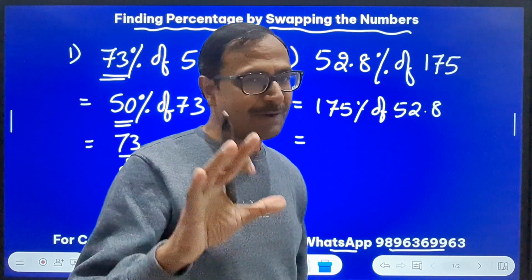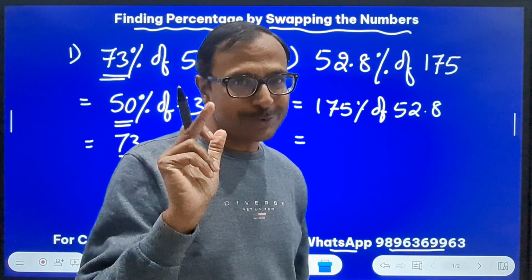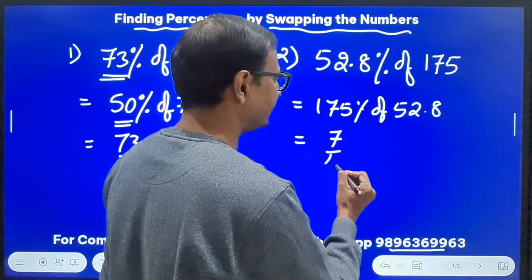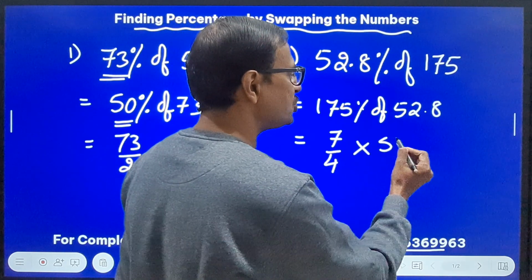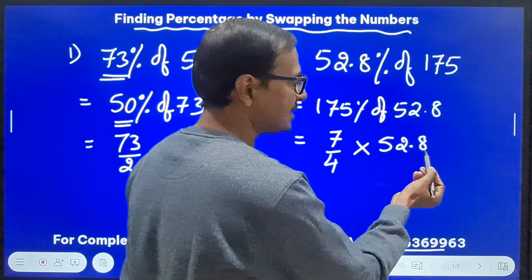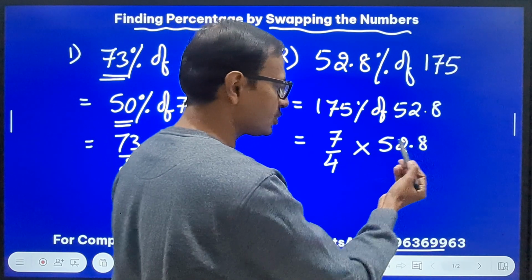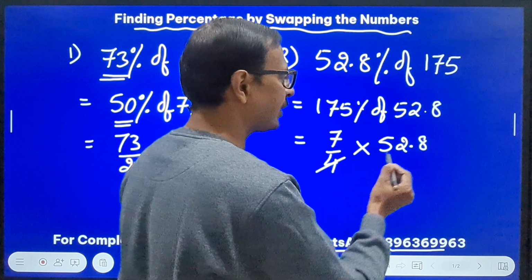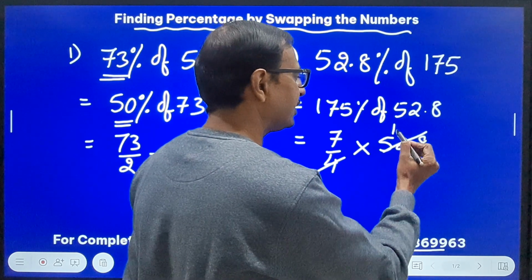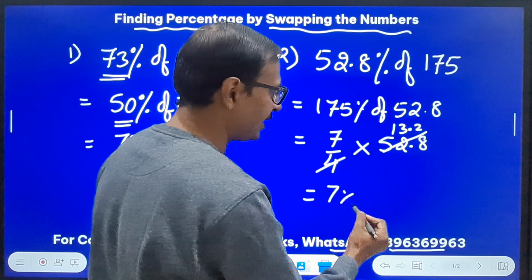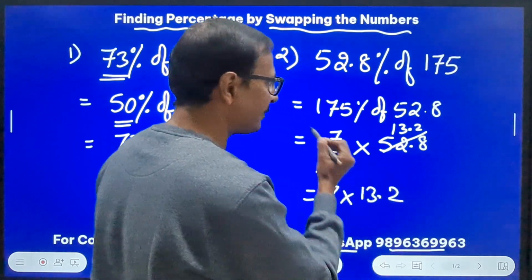175% is 175 upon 100. So if you reduce that to simplest form, it will be 7 upon 4. Of means multiply 52.8, and I can see this is an even number, so 52 is divisible by 4, 8 is also divisible by 4, so 4 cancels this, 13.2 times. And now let's multiply 7 and 13.2. See, all these are mental math steps.